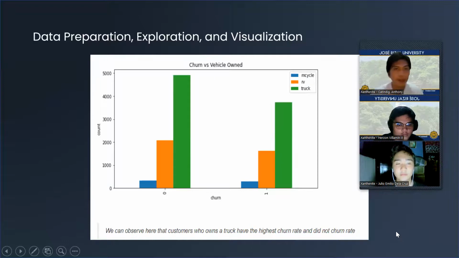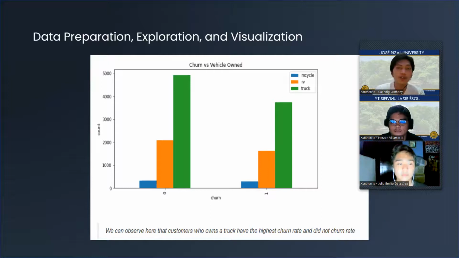So churn versus vehicle owned. Blue for motorcycle, orange for recreational vehicle, and green for truck. We can see here that the customers who own a truck have the highest number of churn and did not churn.